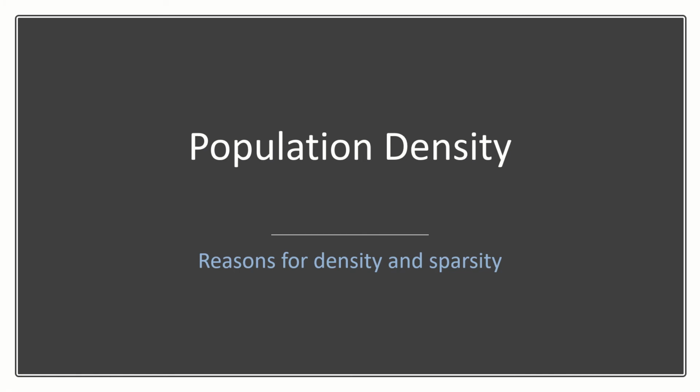Hi guys, so this lesson is on population density, the reasons for areas being densely or less densely populated with people. The opposite of the word density is sparsity, and you'll hear me use that from time to time. When an area is dense, it means it's very crowded, and when an area is sparse, it means it's very empty. And one of your jobs will be to explain the reasons for this being the case.